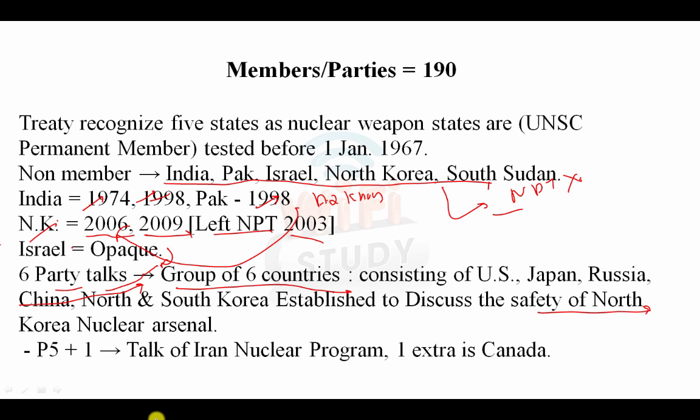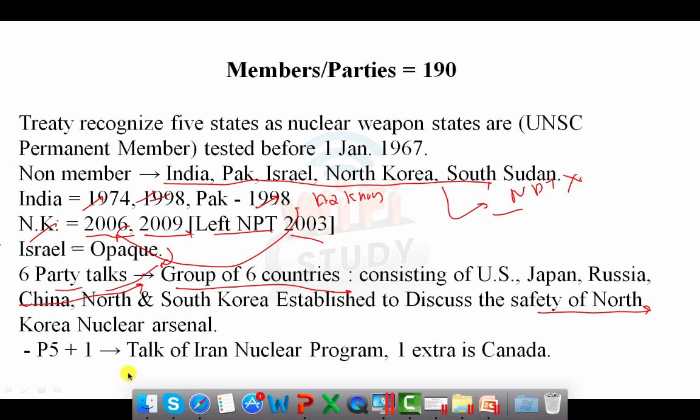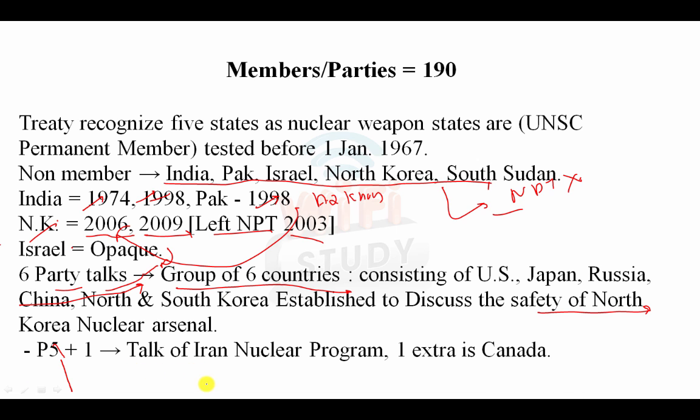Okay, friends. These six countries are known as the six-party talks, and there is another group, P5 plus one. Who are the P5? The permanent members of the UN Security Council: UK, US, Russia, France and China. The plus one is Germany. They are talking about the Iran nuclear power program. So these are the two groups talking about the North Korea and Iran nuclear programs.